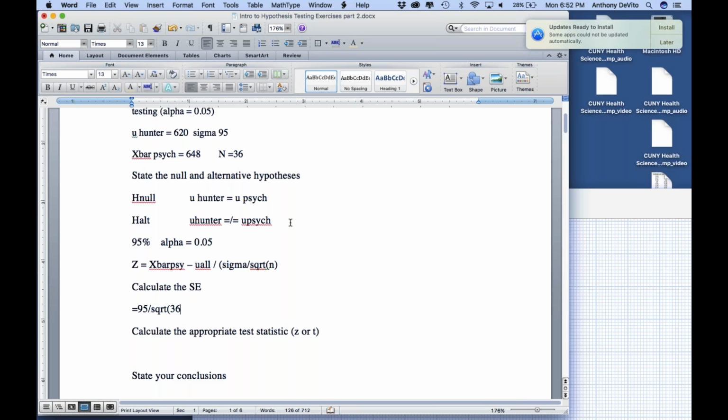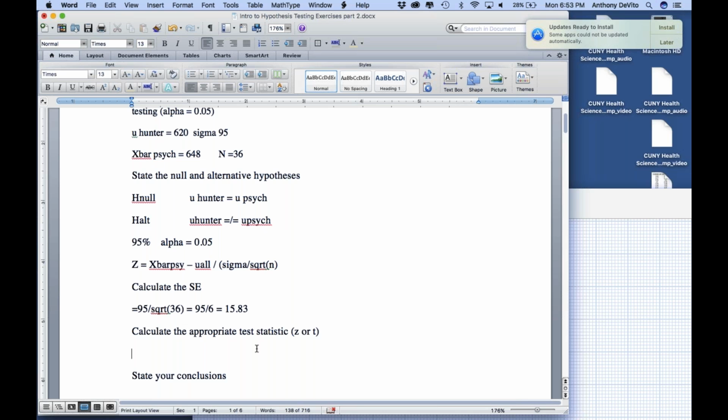Which is equal to 95 divided by 6, which is equal to, what is that? That's 15 point, what was that? 0.833, is that it? Okay, 15.83, okay, we'll use that.